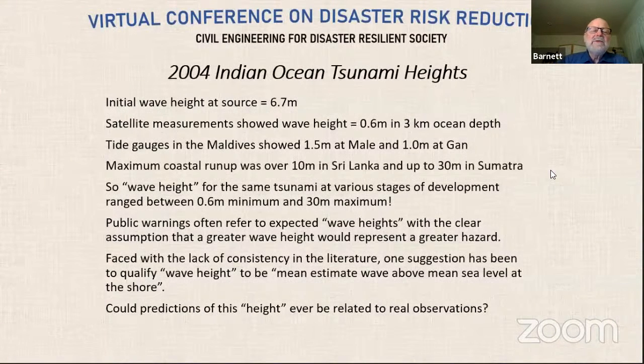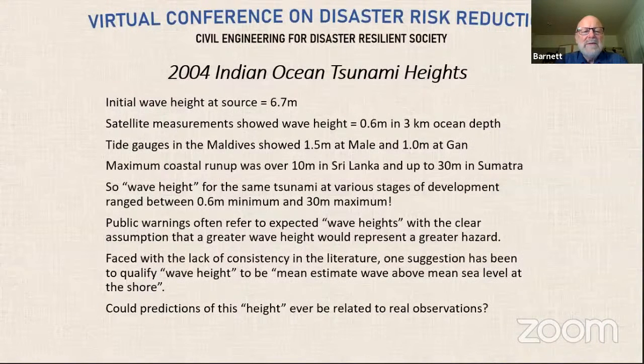So in the Indian Ocean, 2004, the big tsunami that went through there, the initial wave height at the source was 6.7 meters. That was the vertical displacement of the seabed. Satellite measurements showed a wave height of about 0.6 meters in 3 kilometers of ocean depth. That was crossing the middle of the Indian Ocean, and there were 2 satellite measurements that picked that up.